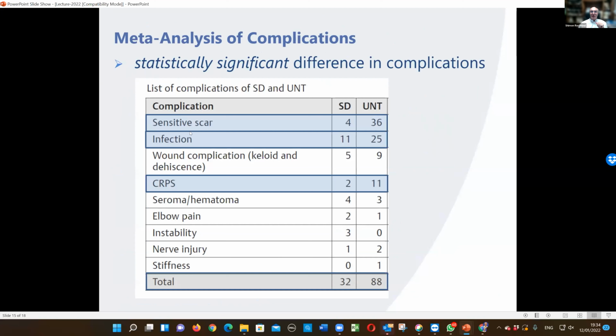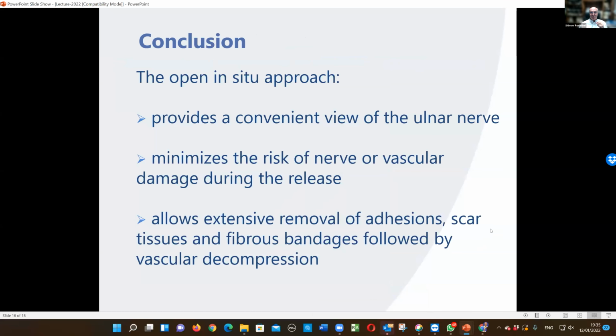And most of this complication is sensitive scar. This is simple decompression. This is anterior transposition. Infection: 36 compared to 4. Infection: 11 in transposition, 25 infection. In CRPS there are only 2 cases in simple decompression and 11 cases in anterior transposition. Together there are approximately 3 times more complications in anterior transposition in comparison with simple decompression.